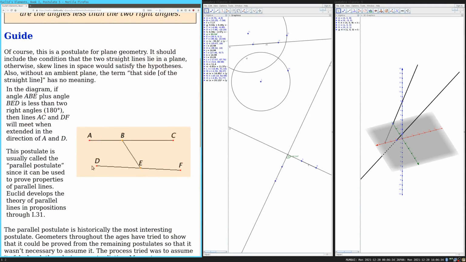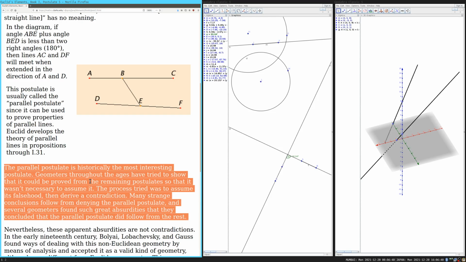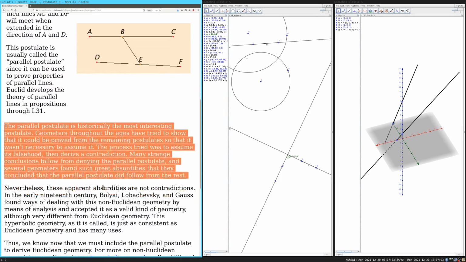The parallel postulate is the most interesting historical postulate. Geometers throughout the ages have tried to show that it could be proved from the remaining postulates, so that it wasn't necessary to assume it. The process tried was to assume its falsehood and then derive a contradiction. Many strange conclusions follow from denying the parallel postulate, and several geometers found such great absurdities that they concluded that the parallel postulate did follow from the rest. Nevertheless, these apparent absurdities are not contradictions.